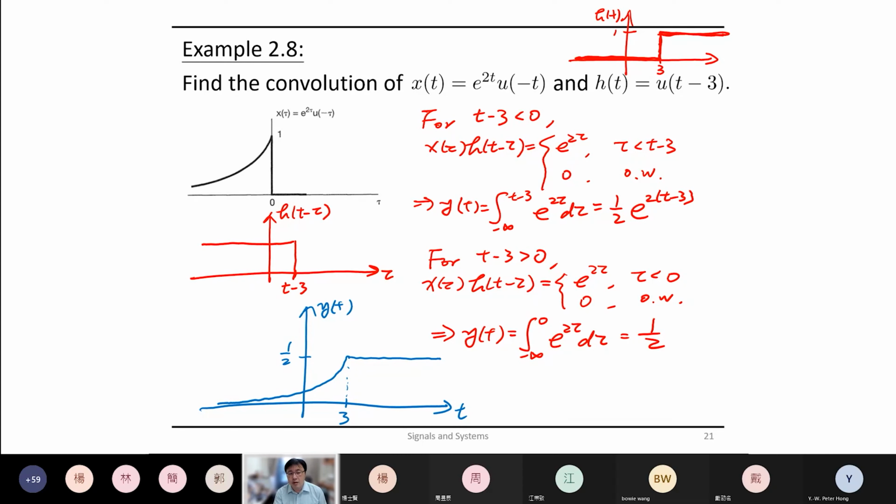Basically what we're doing in these few examples is just to compute the continuous time convolution. Okay.